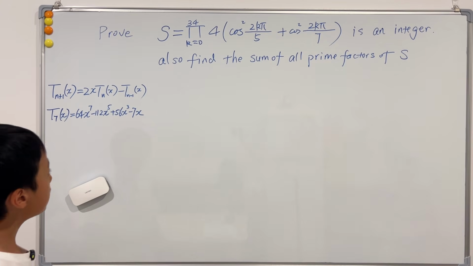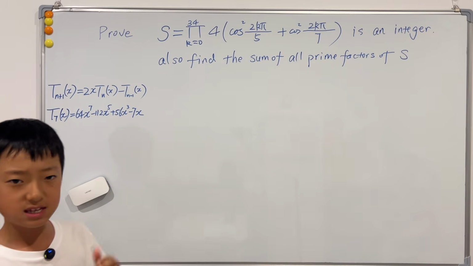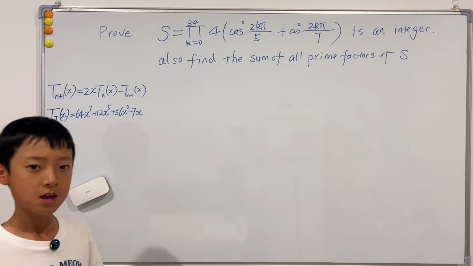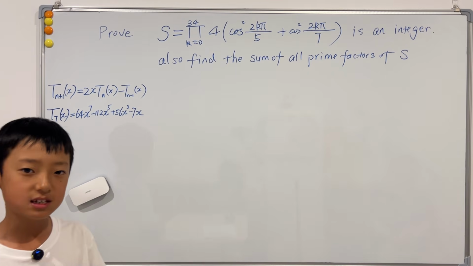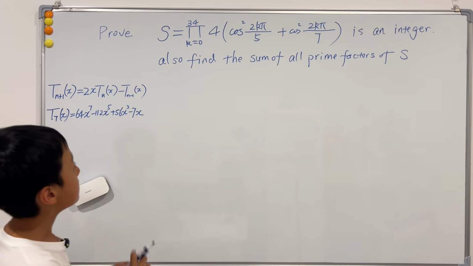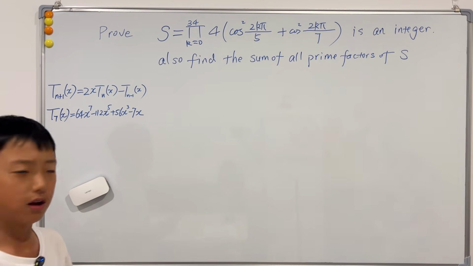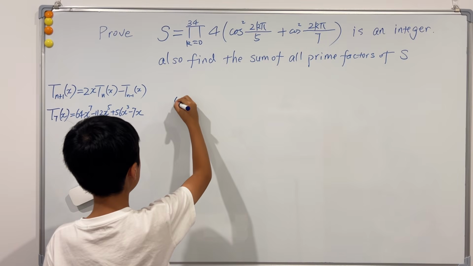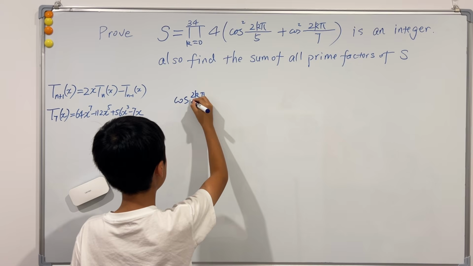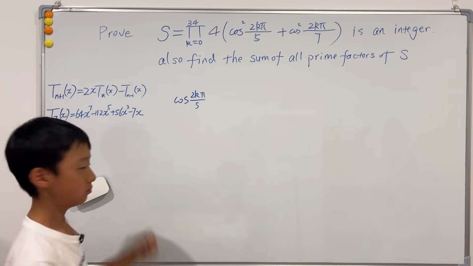Okay, so we want to kind of make this easier for ourselves. And how do we do that? Well, in most of my videos, what I say is we just have to watch. Let's see, the first term, if we ignore the square, we have cosine of 2k pi over 5, right?